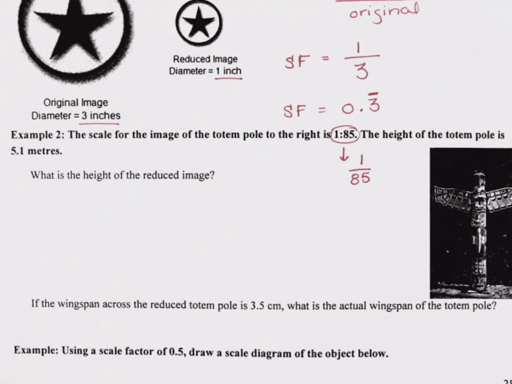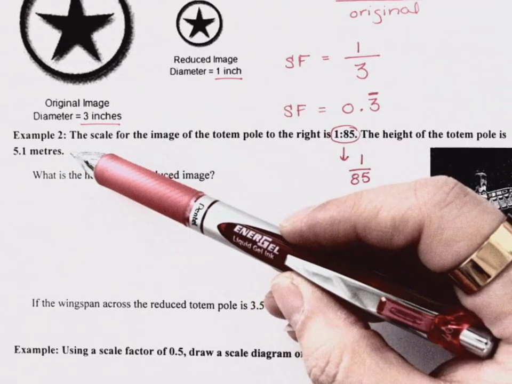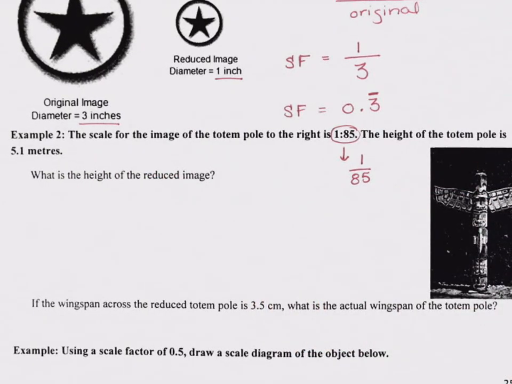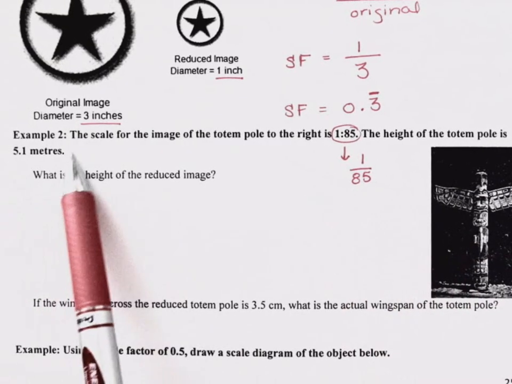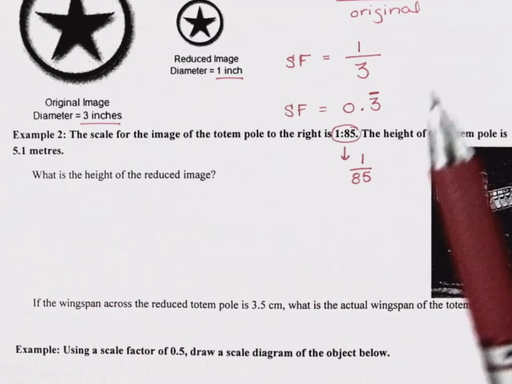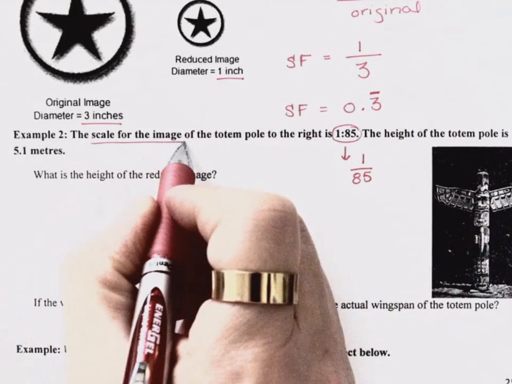So if the height of the totem pole, so we know the original is 5.1 meters, and that's not feet, ladies and gentlemen, that's meters. So somebody who is 6 feet is close to 2 meters. So we're looking at a totem pole that is over 12 feet high, okay? So just keep that in mind. Even if you've ever had an opportunity to see totem poles, they're pretty amazing in person. So the scale of this pretty picture is 1/85. If the original was 5.1 meters, how tall is the scale image?